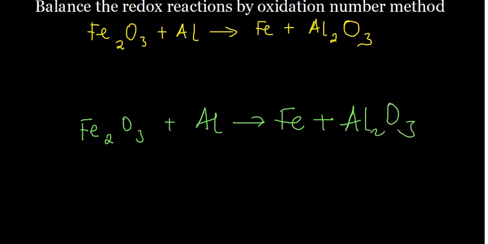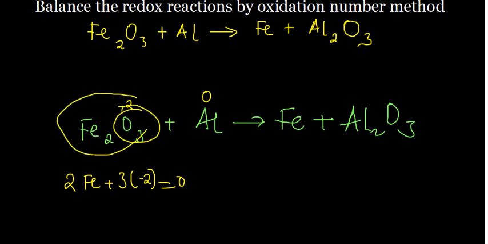So we need to find the oxidation number of all the elements. We know aluminium, since it is alone, is 0. Oxygen, we know that is always -2, right? So if we say 2 times the oxidation number for iron, plus we have 3 oxygens, and each oxygen has an oxidation number of -2, we're supposed to get 0, because the total oxidation number for this compound is 0, it's not charged.